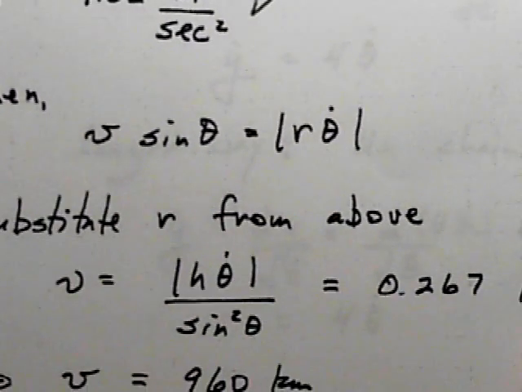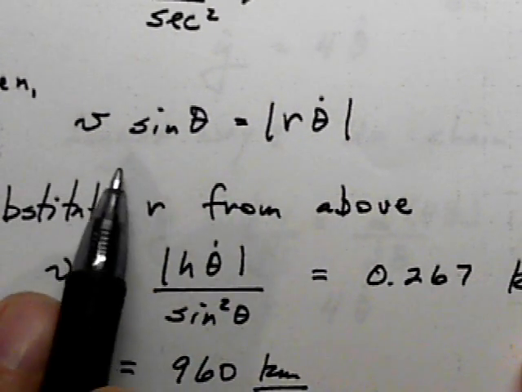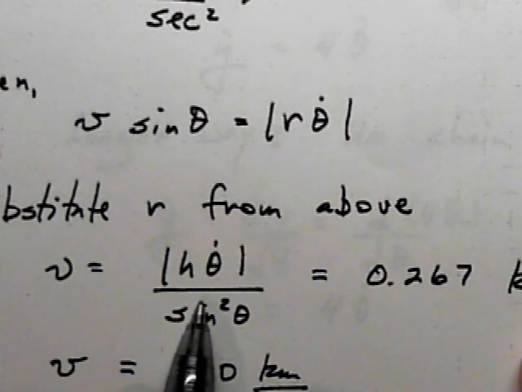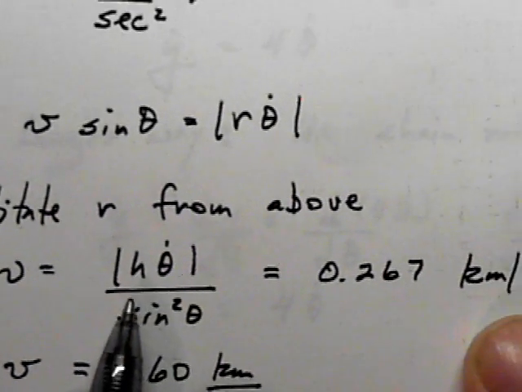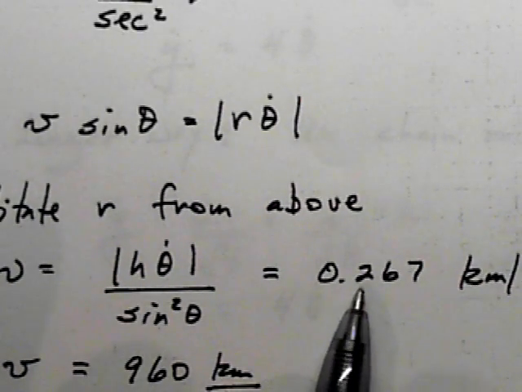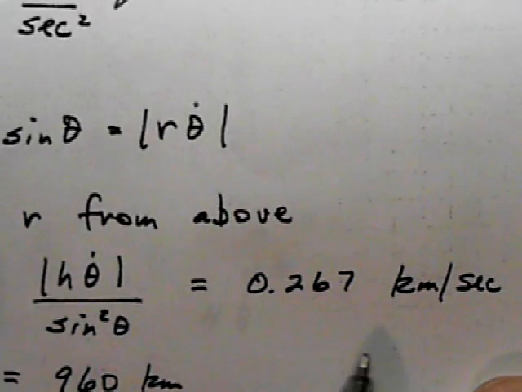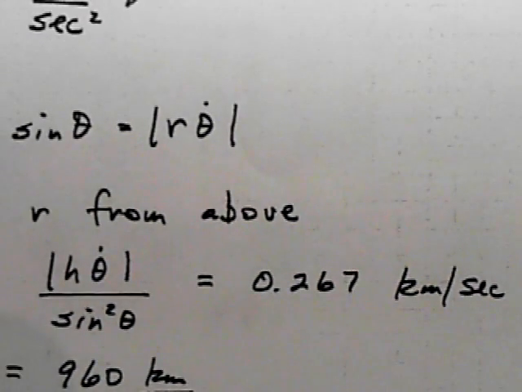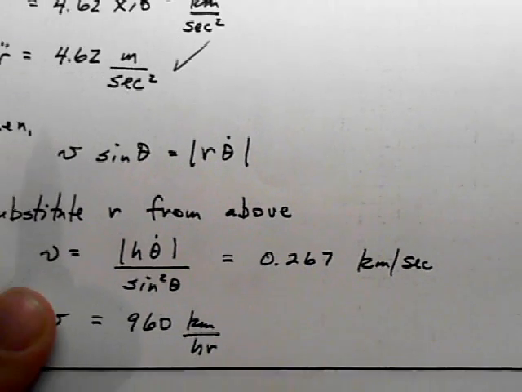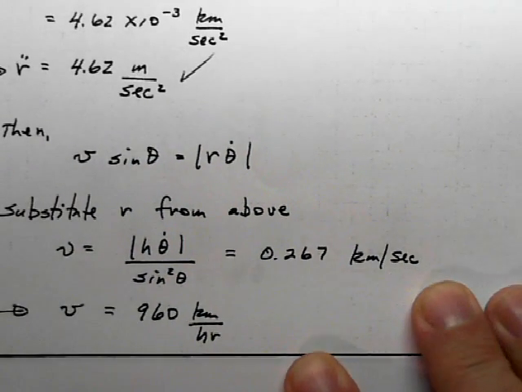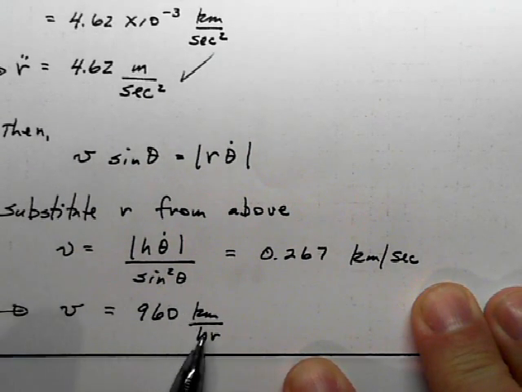Oops, you can't see that, sorry. So v sine of theta equals r theta dot, rearrange it, solve for v, and get 0.267 kilometers per second. Let's zoom this out a little bit, getting a little crowded. Okay. Or if we want to convert to kilometers per hour, v is 960 kilometers per hour. That's pretty good speed. It's moving right along.